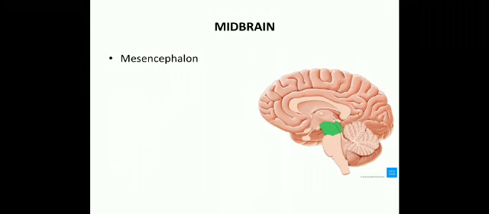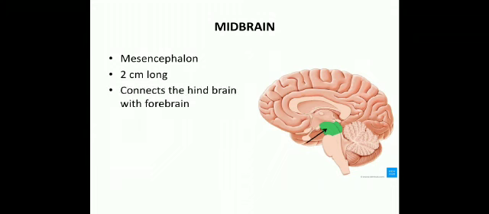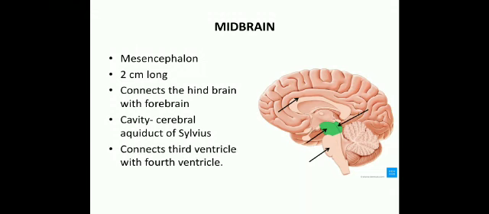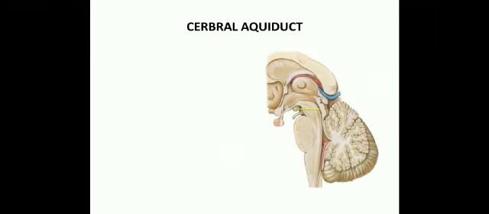So, the midbrain is nothing but the mesencephalon. It measures about 2 centimeters long. It connects the hindbrain with the forebrain. The cavity of the midbrain, that is the cerebral aqueduct of Sylvius, connects the third ventricle with the fourth ventricle. So, in this picture you can make out the aqueduct connecting the third ventricle with the fourth ventricle, which is present adjacent to the cerebellum.